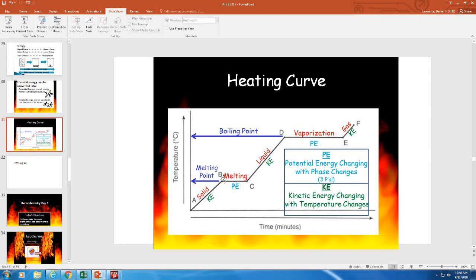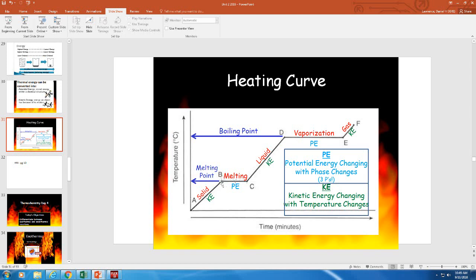So notice that phase change for melting on our temperature versus time graph, the slope is a flat line. The temperature is not increasing while the substance is melting. B would be the beginning of melting, when you have all solid and you first start to see a little bit of it convert to liquid. All right. C would be when the last little piece of solid has melted.